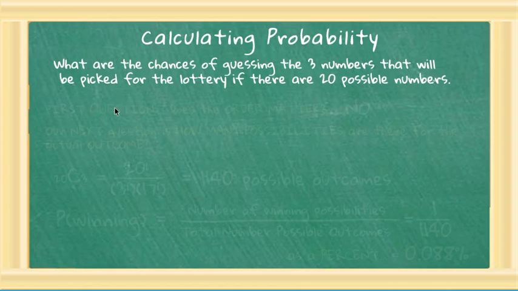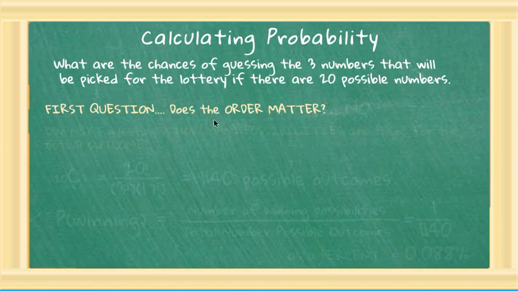All right, so let's say, what are the chances of guessing the three numbers that would be picked for the lottery if there's 20 numbers to pick from? Okay, so the first thing we want to ask is, does the order matter? Why do we ask that? Well, we know from before that there's permutations and there's combinations. That's going to determine which kind of calculation we use.